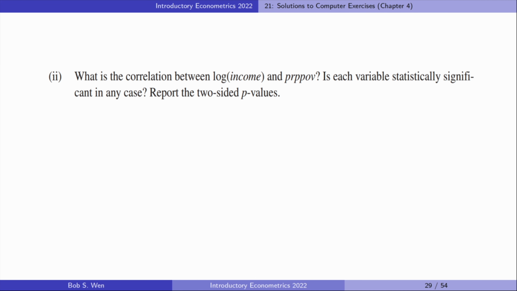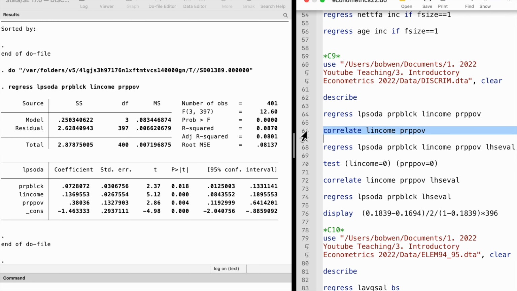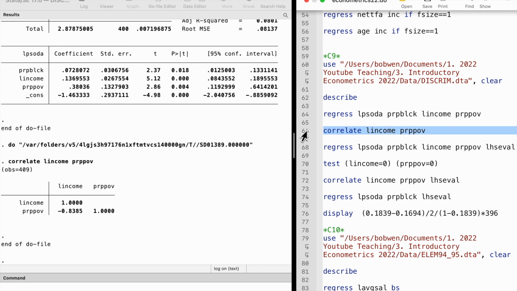The second part is to compute the correlation between the log income and the proportion of people in poverty. We type the Stata command correlate followed by the two variables' names. The correlation between the log income and the proportion of people in poverty is minus 0.8385. They are highly correlated. They may cause large standard errors of the estimates and small t-statistics.